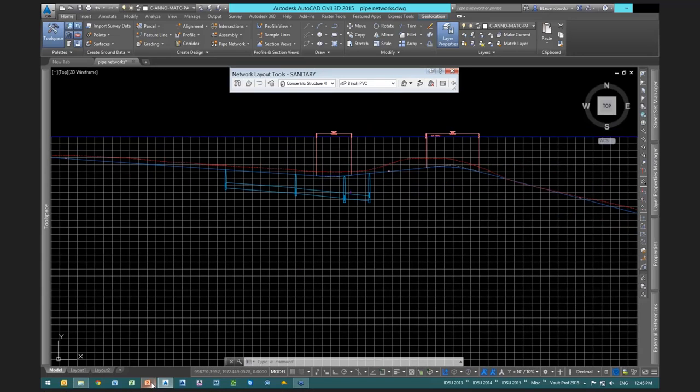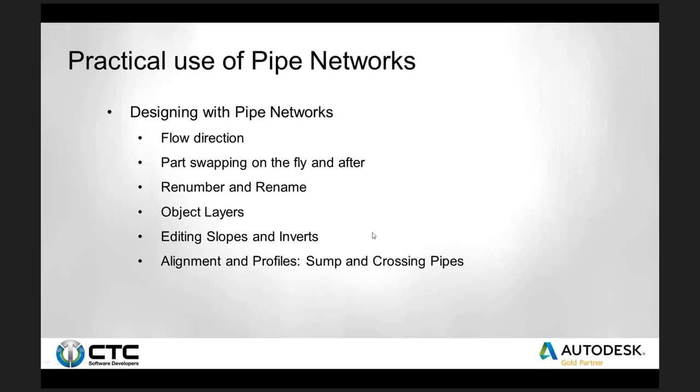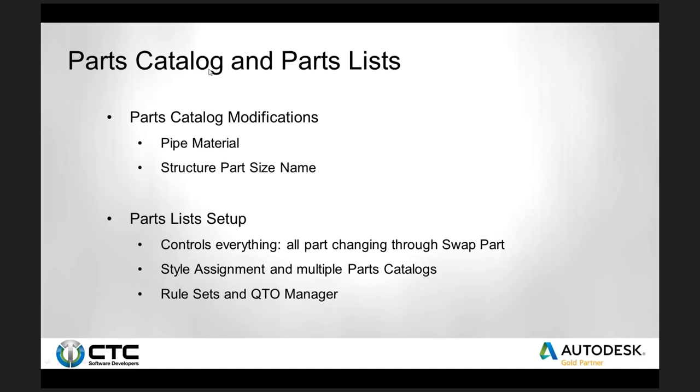Let me jump back to my slide here. So we talked about a number of design options with pipe networks: editing slopes, alignments and profiles, the sump, and crossing pipes, how you handle that stuff. And we dabbled in parts catalog and parts lists. Okay, so parts catalog modifications. We looked at pipe material, changing it so it reads something different. Okay, we talked about structure, part size, name.